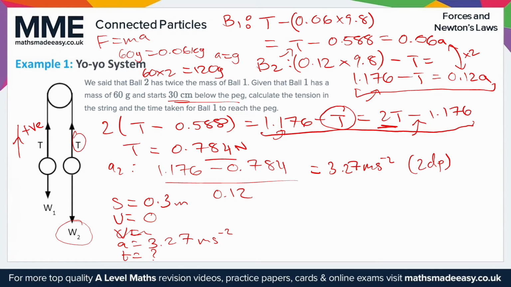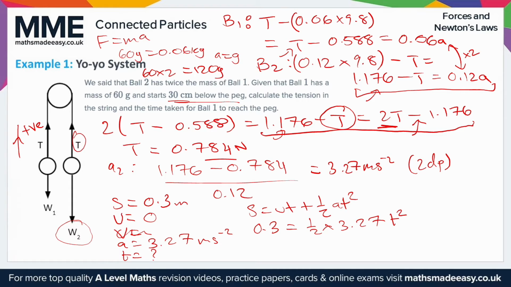Okay, so subbing this in to s equals ut plus a half at squared, just one of the SUVAT equations, we're going to have 0.3 equals ut, we'll use 0, so that whole thing's just 0, plus half times acceleration, which was 3.27, times t squared.